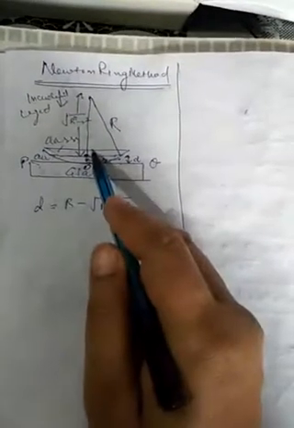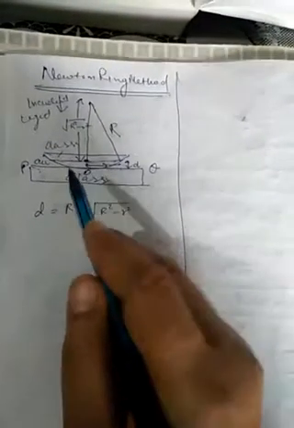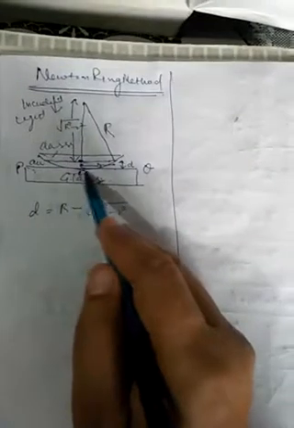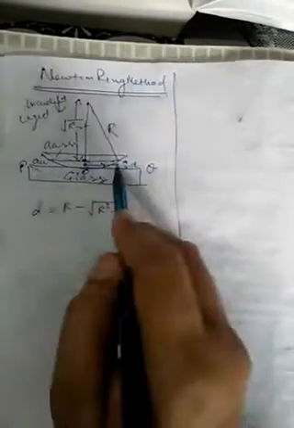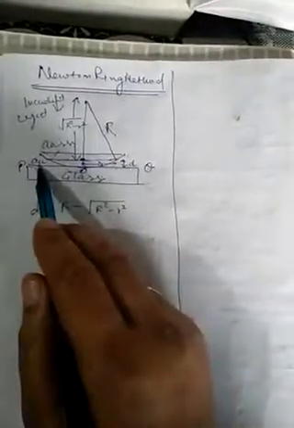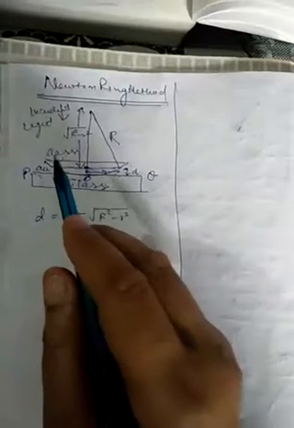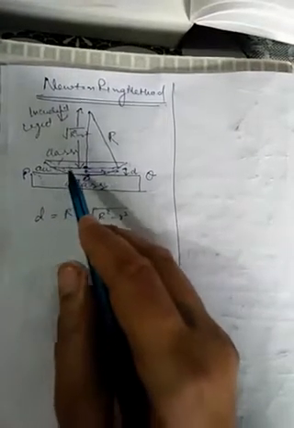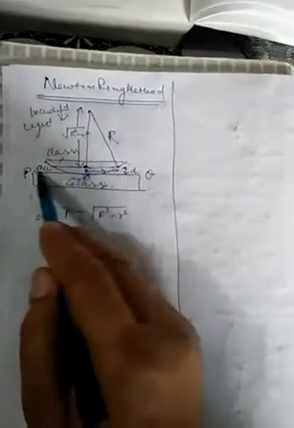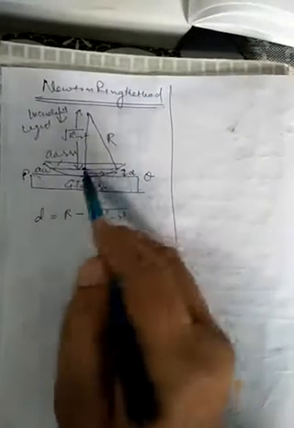Here the convex lens means the thickness of the air film is 0 at the point of contact O. Here there is no thickness of air, while elsewhere a certain amount of air is there. The thickness of air film is 0 at this point and increases as we move away from point O. So this thickness of air goes on increasing.